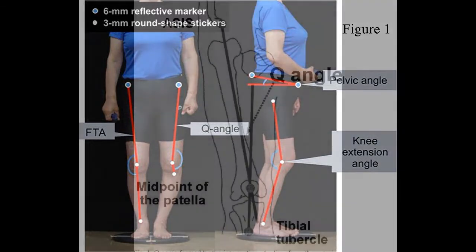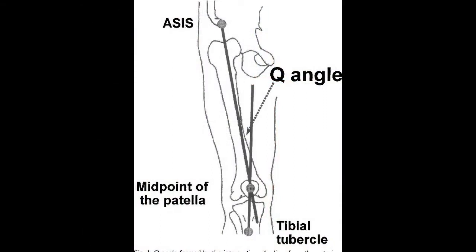Q angle is the angle formed by a line drawn from the anterior superior iliac spine, ASIS, to the center of the patella, and a second line drawn from the center of the patella and tibial tubercle. The angle formed is the Q angle. The significance with the Q angle is that larger Q angles place stress on the ACL. Identifying deviations of Q angle during gait can help rehabilitation practitioners implement programs to prevent injury specific to the client.